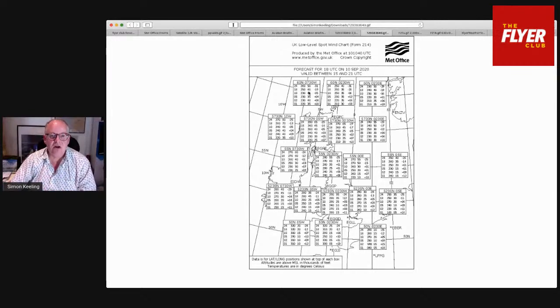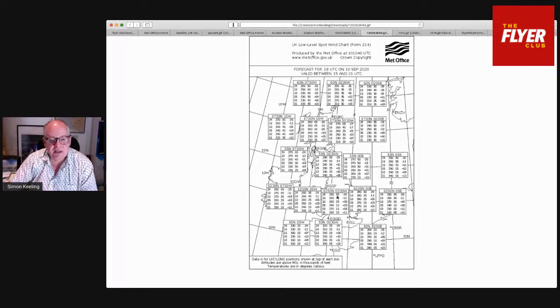So the winds that we see on here are the forecast winds for 1800 hours on the 10th of September. So today, those are the forecast winds for today. Although they are valid between 1500 and 2100 hours UTC, they are valid for 1800 hours this evening. So, for a fixed time.